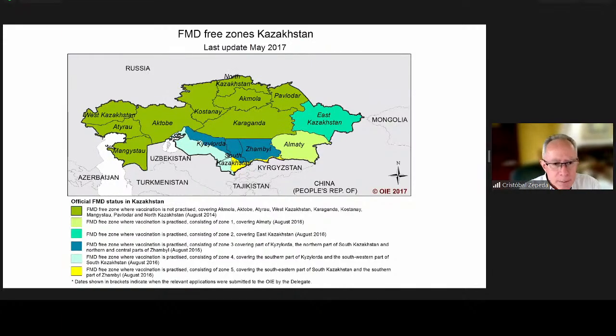Other countries have also made an effort to apply regionalization for foot and mouth disease, such as Kazakhstan, where they have several free zones with and without vaccination. And the goal for all of these is that if we had an introduction of foot and mouth disease in the areas, only that particular area would lose its status, but not all other areas. They will be able to maintain their status with or without vaccination.